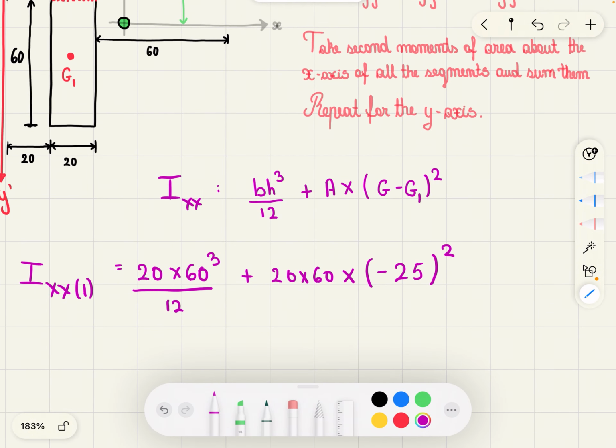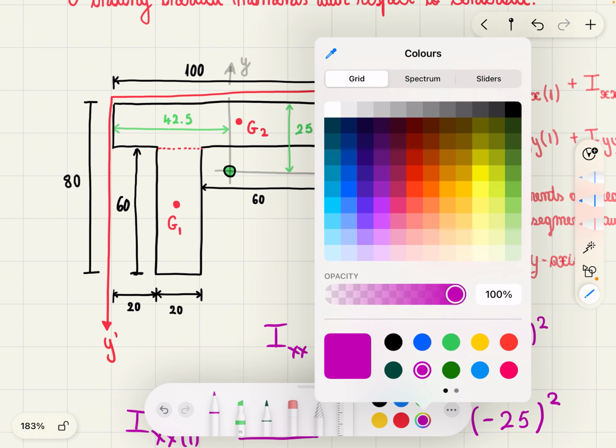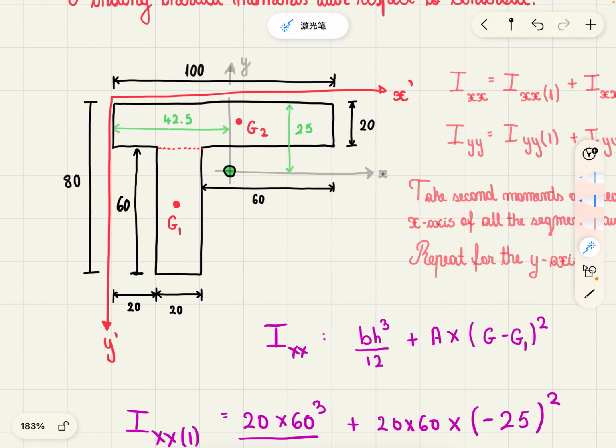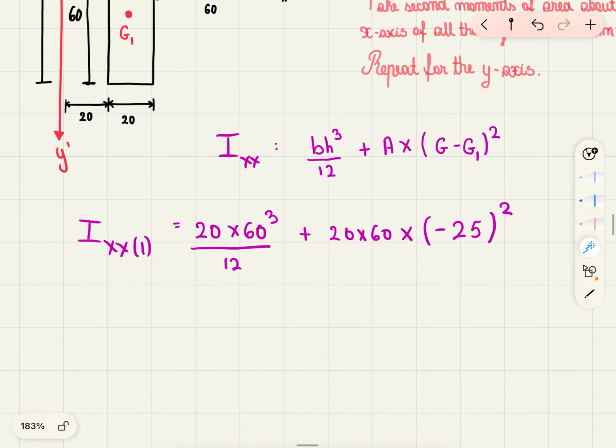Now it's going to be minus 25 though, because looking at the actual center of gravity here, to go to G1, we're going down, it's below, so it's negative, we have to refer to it as. Although we're going to square it, so it's going to cancel out and be positive, but it's good to write it down in case further examples require that.